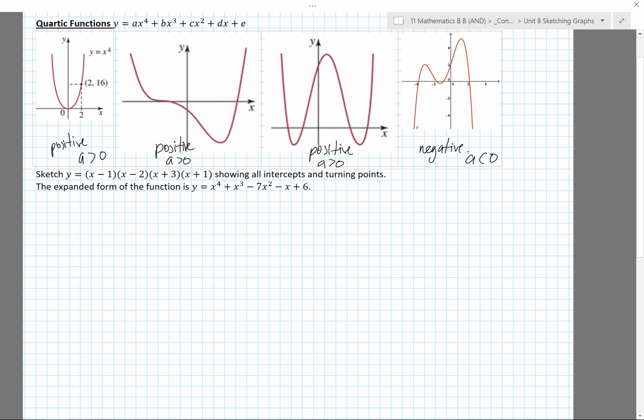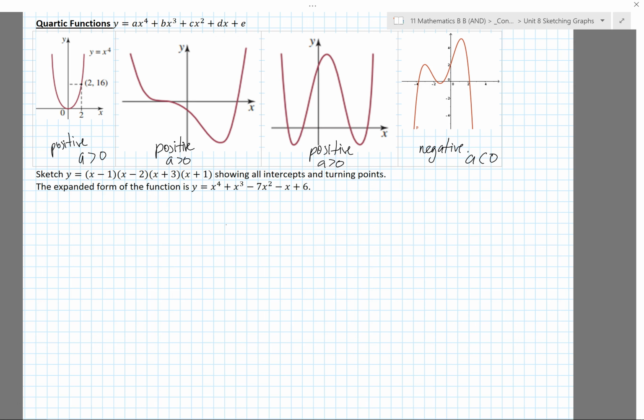Okay, you're given a function to sketch to show all intercepts and turning points. It tells us what it's like expanded as well, so we don't spend forever expanding brackets, because it'd take ages and you'd probably make a whole heap of errors, like I've been making errors in some expansions myself. Okay, so let's go ahead. Intercepts should be the easy part.